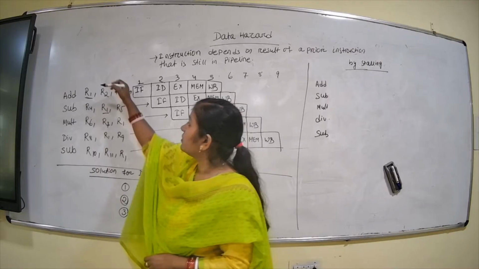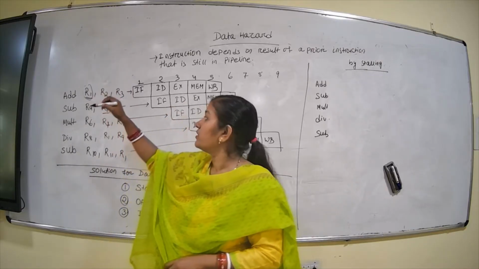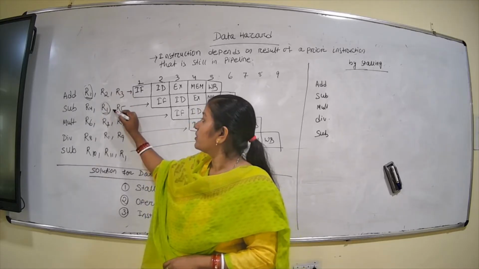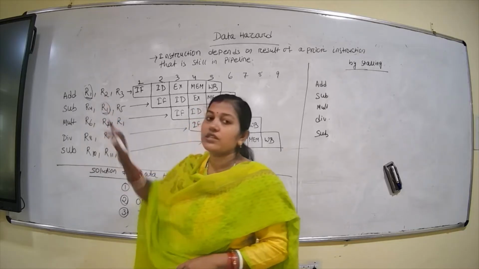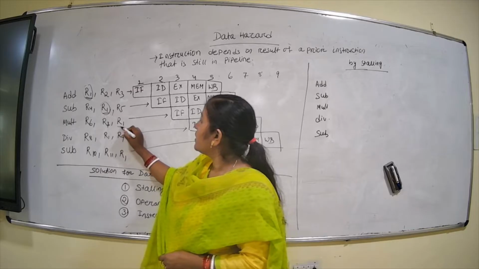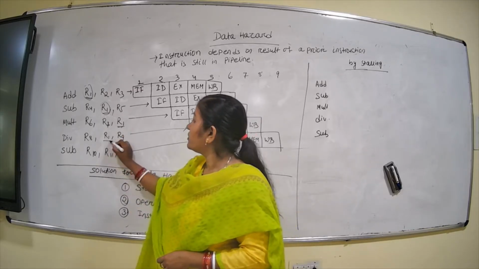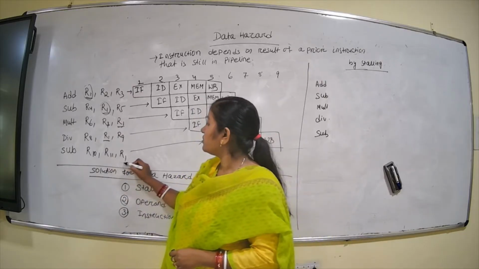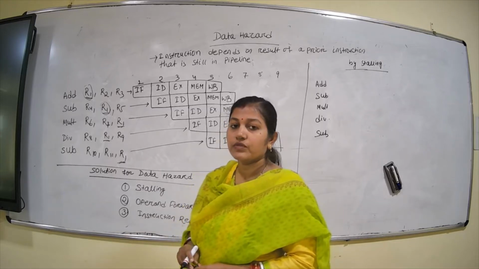You can see here we are producing the value of R1, and here we are using the value of R1. So here the dependency occurs. Then in the third instruction, we are using the value of R1. In the fourth instruction, we are using the value of R1. In the fifth instruction, we are again using the value of R1.